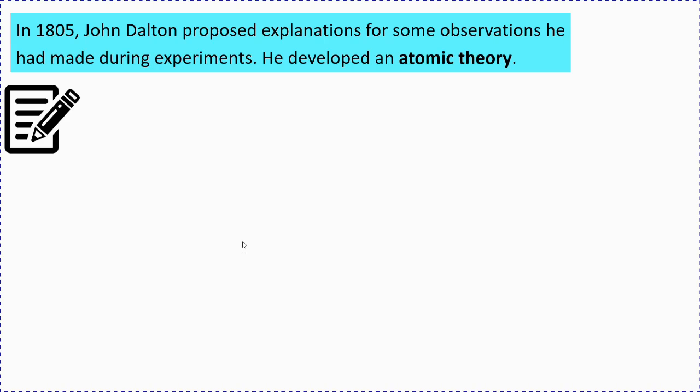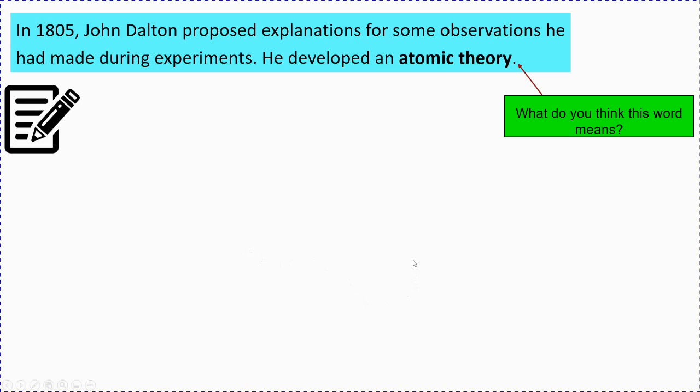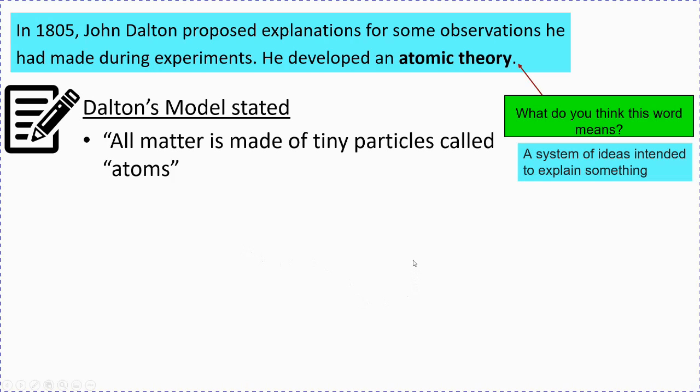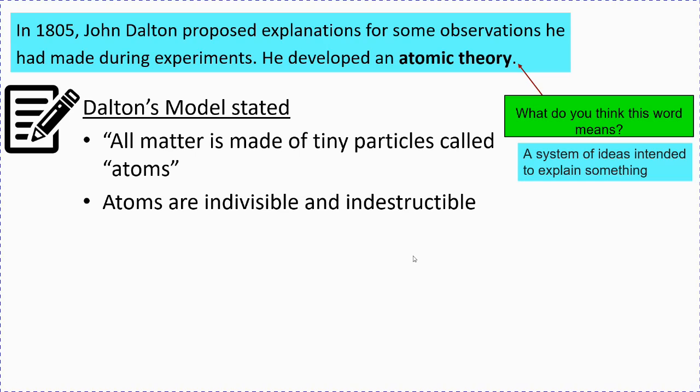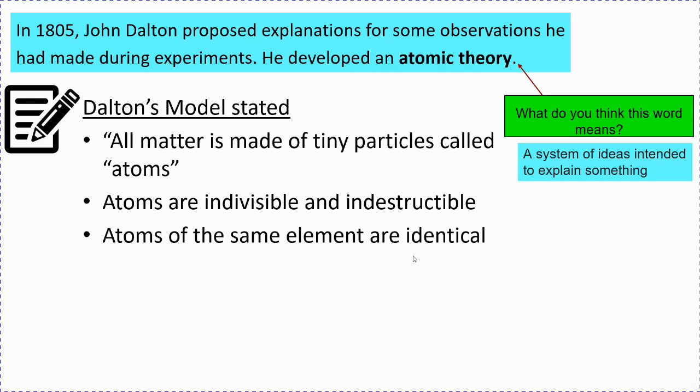So in 1805, he came up with some ideas about atomic theories, this idea of what atoms were like, okay? He said that everything is made of tiny particles called atoms. So he gave atoms their name. Now, he said that they're indivisible and indestructible. So he was the one that came up with this idea of them being almost like solid snooker balls, okay? So you can't make them smaller. That's the smallest part that you can have. So they're indivisible and you can't destroy them, okay?